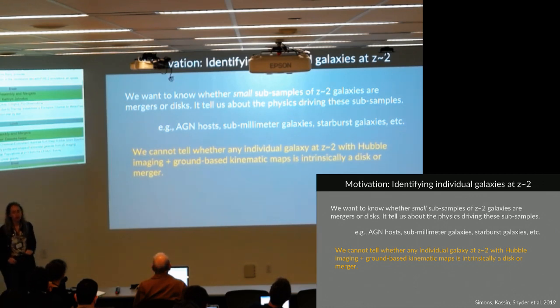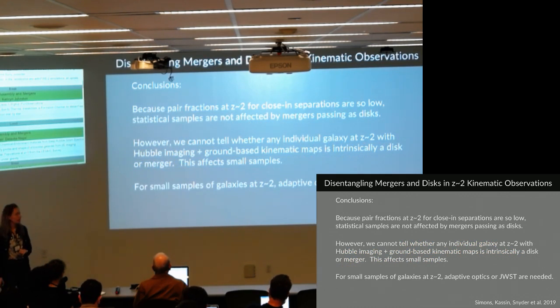You need to get AO and James Webb. You cannot tell whether an individual galaxy at redshift 2 with Hubble imaging and ground-based kinematic maps is intrinsically a merger or a disk.